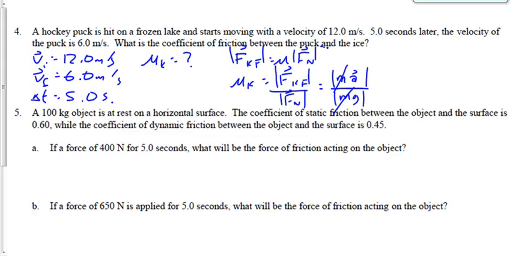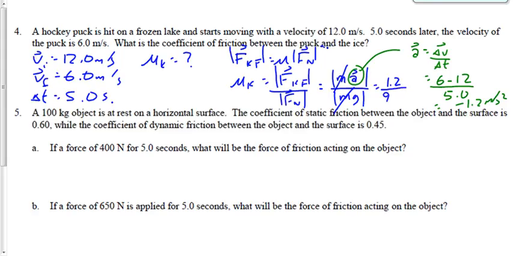Now, what's the acceleration? Probably use delta V over delta T for this. Delta V is 6 minus 12. T is 5 seconds. It gives me an acceleration of negative 1.2 meters per second squared. But because I'm plugging in absolute values, we're just going to make it 1.2 over 9.81. And when I do that, I think I end up getting, I think it's 0.12, wasn't it? Yeah, 0.12. No units, because the units end up canceling, right?